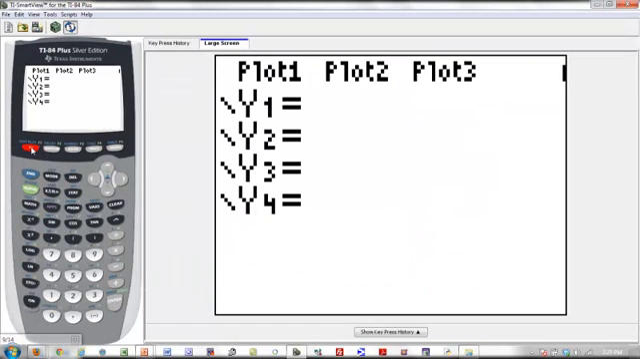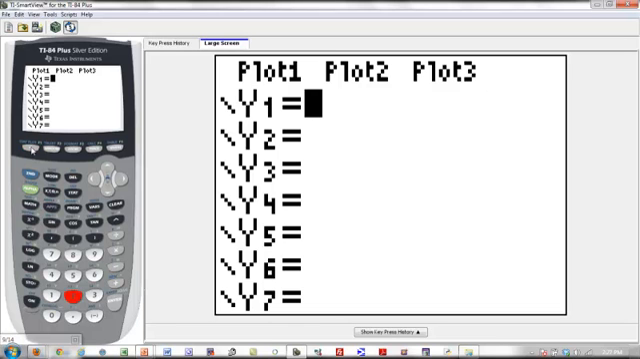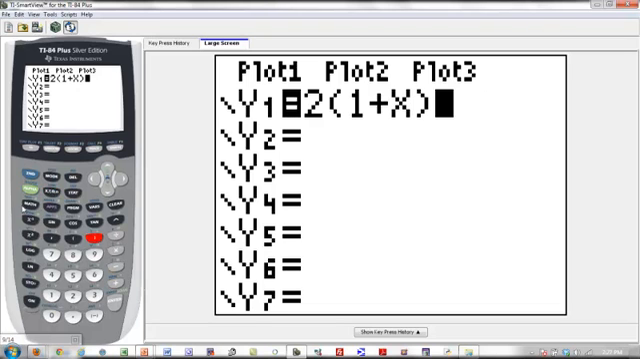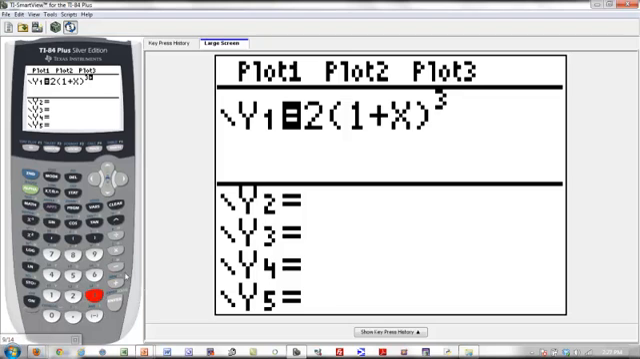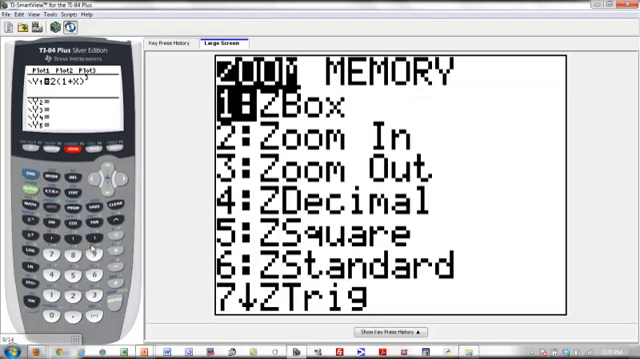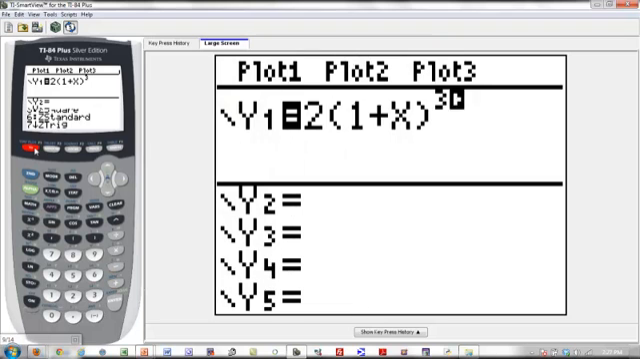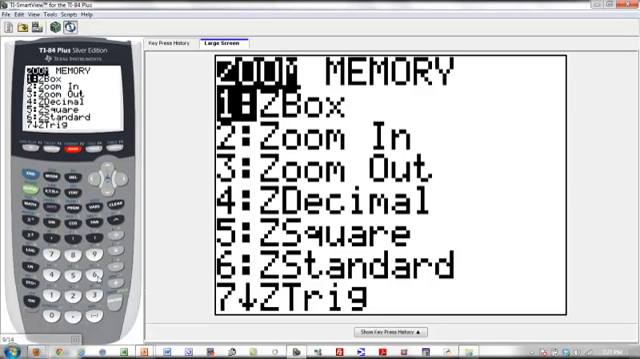So let's put in that function. What was it? 2 times the quantity 1 plus x to the negative 3, caret negative 3. And let me graph that. Oh, did I not have it right? Second, insert negative. Is that better? Yep. Zoom standard.